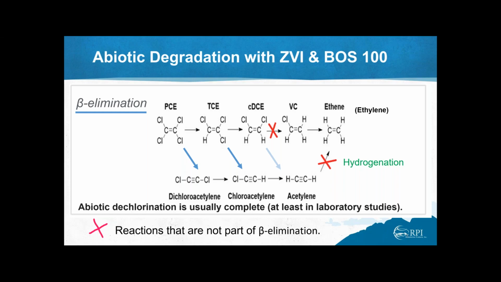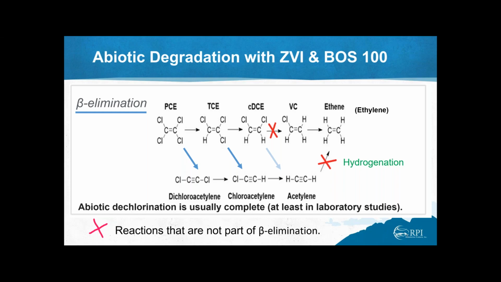The value of this abiotic dechlorination, and why people like a product like a ZVI or the BOS 100, is this kind of degradation pathway is usually complete. You don't produce many daughters. I will say at least that is true in laboratory studies. You don't get the daughter products. So if you look at the X marks, those are reactions that are not part of beta elimination. So you're not producing vinyl chloride. And I would say you're not producing ethene.